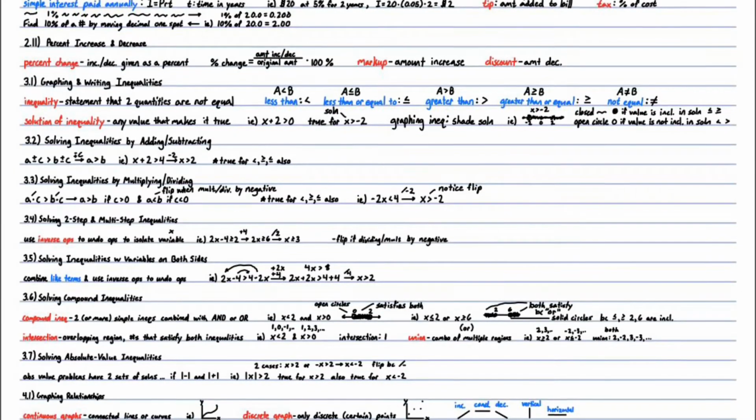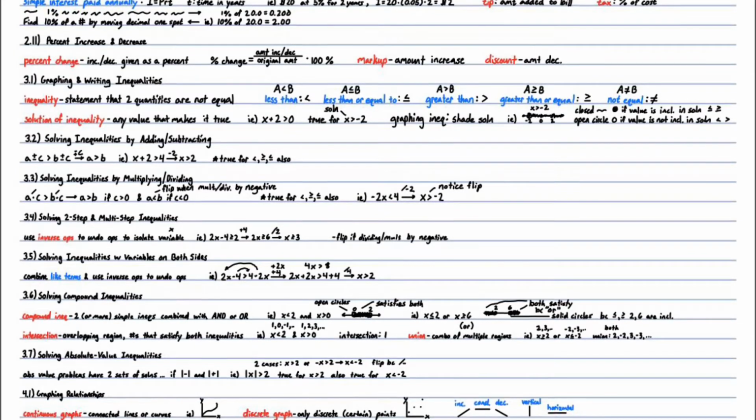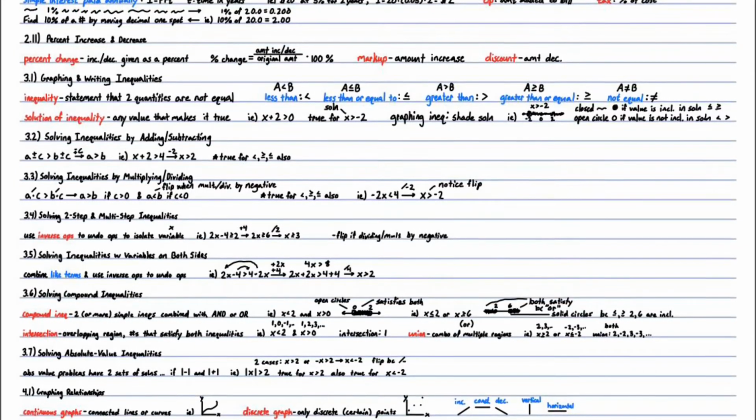Solving inequalities by adding and subtracting. A number C can be added to or subtracted from both sides of an inequality, resulting in an equivalent inequality.